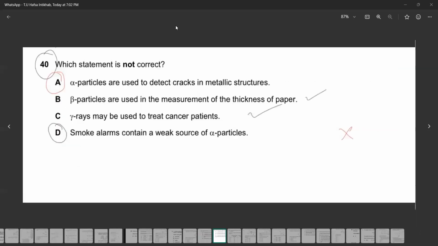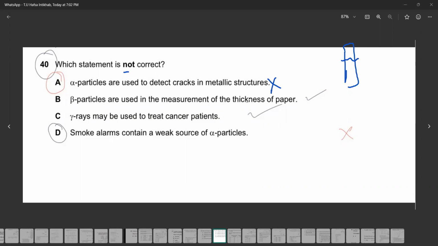Which statement is not correct? Alpha particles are used to detect the cracks in a metallic structure. Alpha cannot be used because alpha cannot pass through a paper. How will it pass through a metal and identify any cracks? We normally use X-rays for identifying cracks in the metal. So alpha cannot be used. This statement is not correct.